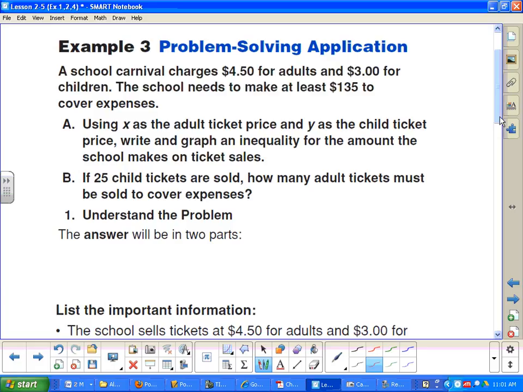So A, we're going to let X be the adult ticket price and Y be the child ticket price. We want to write and graph an inequality for the amount the school makes on the ticket sales. And then B, if 25 child tickets are sold, how many adult tickets must be sold to cover their expenses?